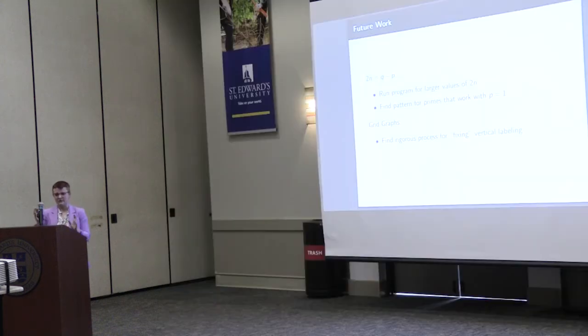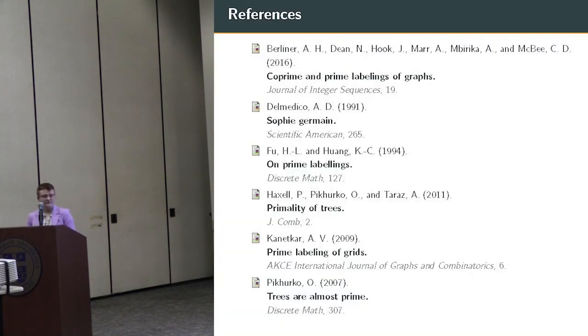For the vertex labeling, if you'll remember, we're just swapping out the problematic vertices, but we didn't have a rigorous process for that. So if we could find that, that would be amazingly helpful. And for the horizontal, we would like to extend that to more general grid graphs of size P_n cross P_m instead of just P_n cross P_3.